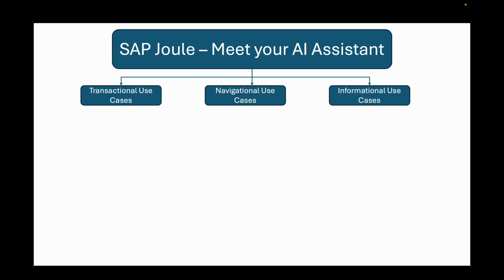Navigational use cases. When you're lost in the system and don't know where to find something, Joule becomes your GPS. Say you need to know where to assign team goals. Joule will provide a direct link to the exact page you need. It's like having an expert user sitting next to you, guiding you through the SuccessFactors system.